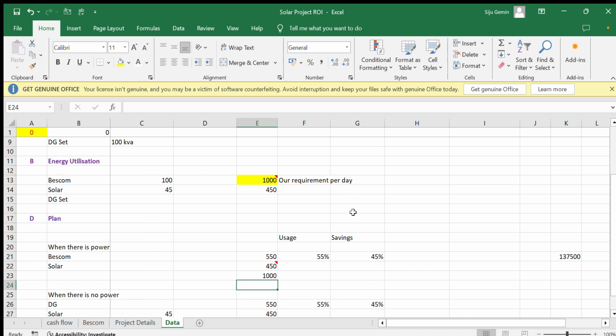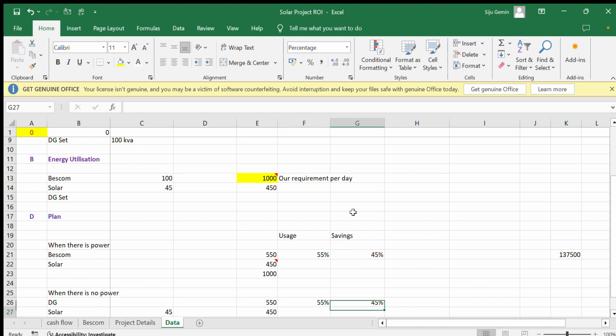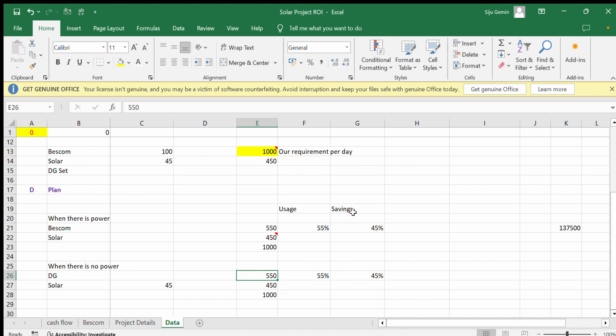So the plan is like this. The daily requirement is 1000 units. When we take a solar connection, we would still require 550 units from Bescom and 450 units from solar. So the usage of electricity will be 55% Bescom and 45% solar. When there is no power, we would depend upon DG sets, but here again 550 units would be from the DG set running on diesel, and the balance 450 units supported by solar.